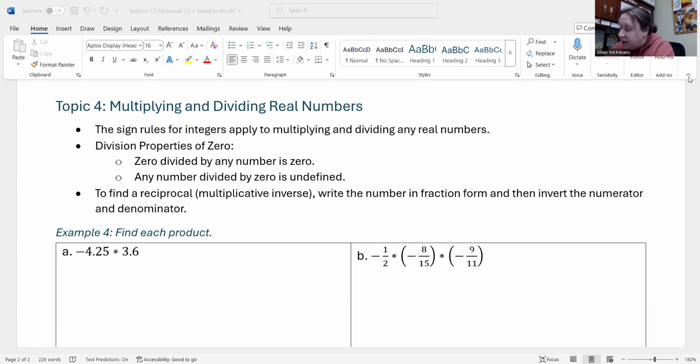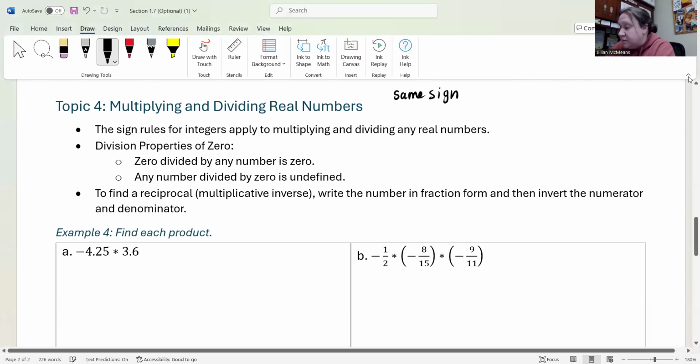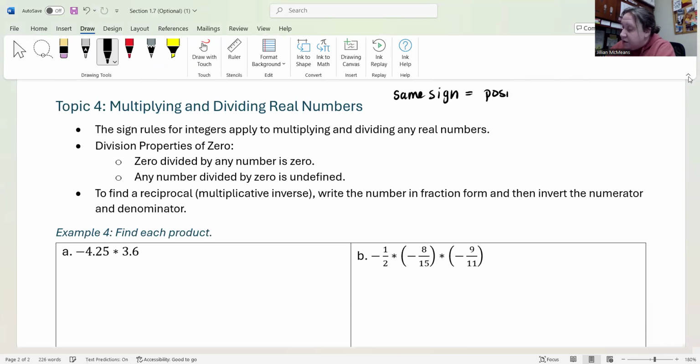When you're multiplying and dividing two numbers with the same sign, we get a positive result, so a positive product or quotient. And when you're dealing with different signs, we get a negative result. If you haven't practiced topics 1 through 3, go back and practice them before you dive into topic 4.